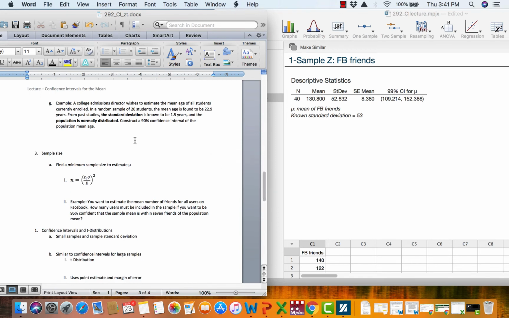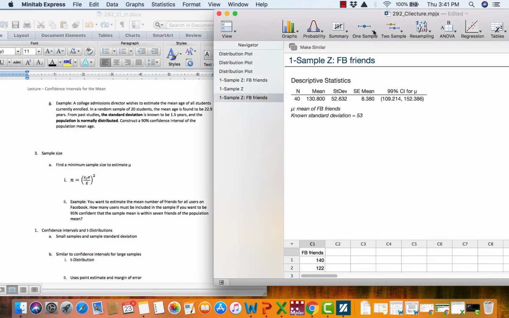All right, let's do another example. Here a college admissions director wishes to estimate the mean age of all students currently enrolled in a random sample of 20 students. The mean age is found to be 22.9 years. From past studies, the standard deviation is known to be 1.5 years, and the population is normally distributed. Construct a 90% confidence interval of the population mean age.